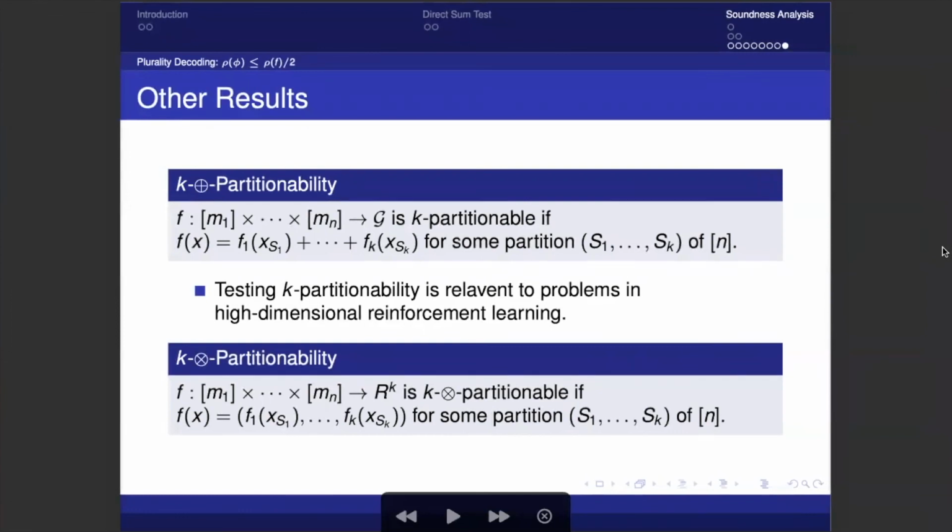I want to end this presentation by mentioning that in our paper, we study the question of testing certain other function properties. These are called partitionability properties, and they ask whether a function can be decomposed into lower dimensional functions on disjoint sets of inputs.